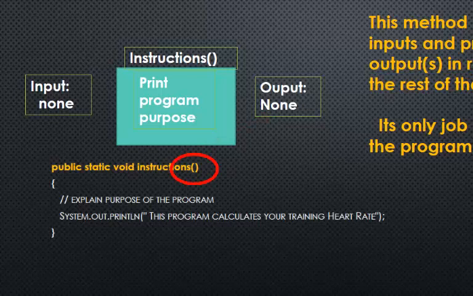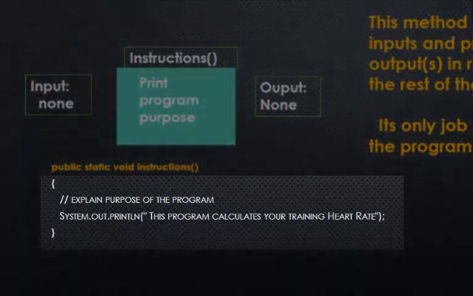Also notice the empty set of parentheses after the method name instructions. This implies there will be no inputs to this method. This method simply will print out, "This program calculates your training heart rate."